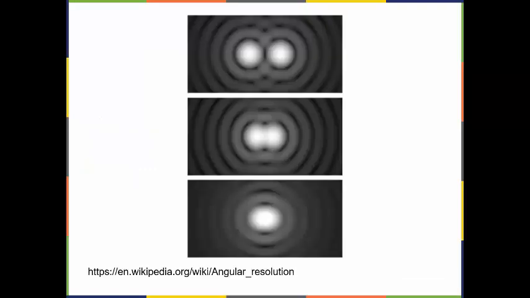So here we see pictures with decreasing resolution. The top picture shows two stars. And the middle picture isn't as good of a resolution, and the stars are starting to merge together, the image of the star. And finally, we can't even tell it's two dots anymore, or two stars.